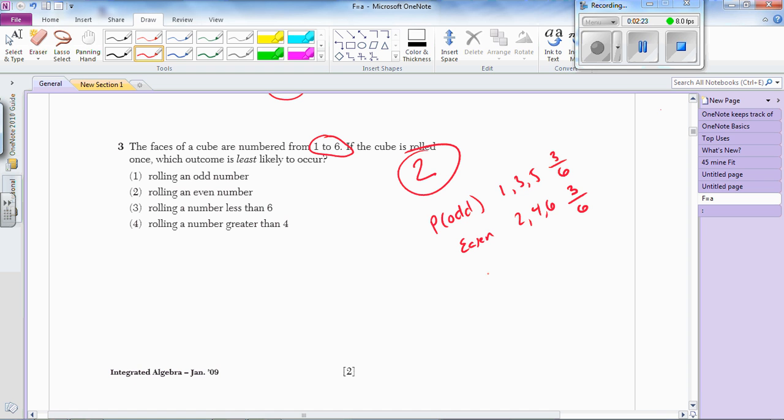Probability in rolling a number less than 6. That's 1, 2, 3, 4, 5. That's 5 out of 6. And greater than 4. The only numbers that are greater than 4 are 5 and 6, and that's 2 out of 6. So this is the fewest. Choice 4.